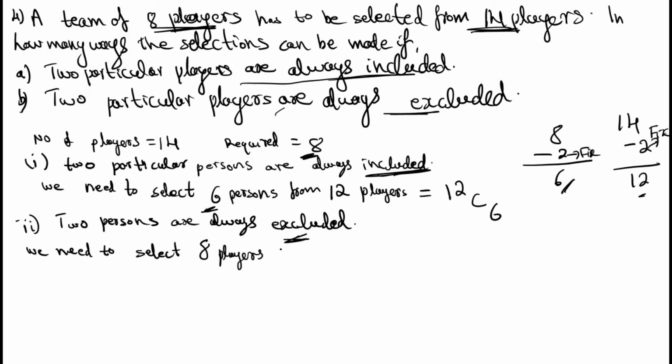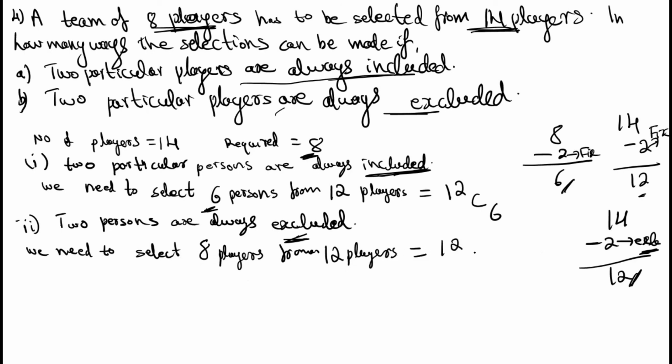From how many players? 14 players are there. 2 persons are excluded. These persons are not included in construction of a team. So only 12 persons are there. From 12 persons you need to select 8 persons. So we need to select 8 players from 12 players. What's the possibility? It's equal to 12C8, 12 players are there, you need to select 8 players. So this is the solution for the given question.